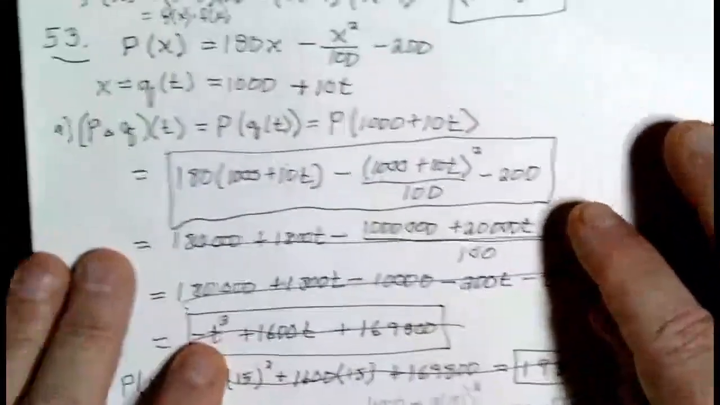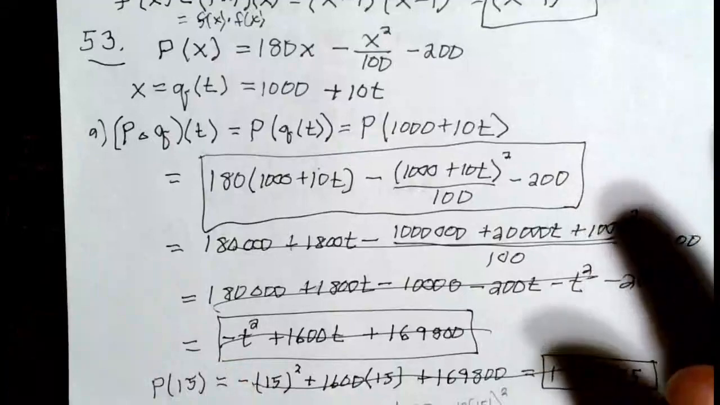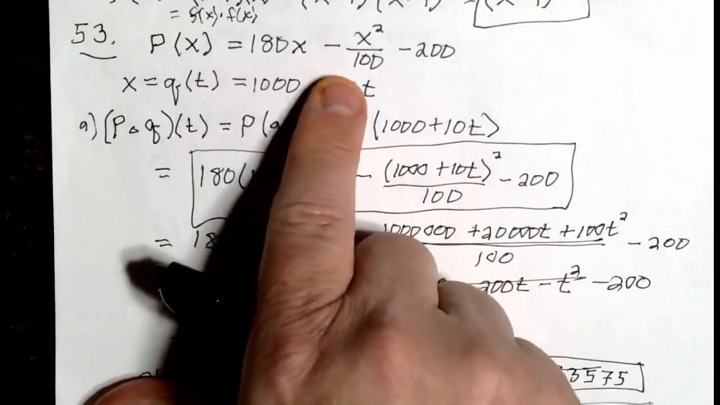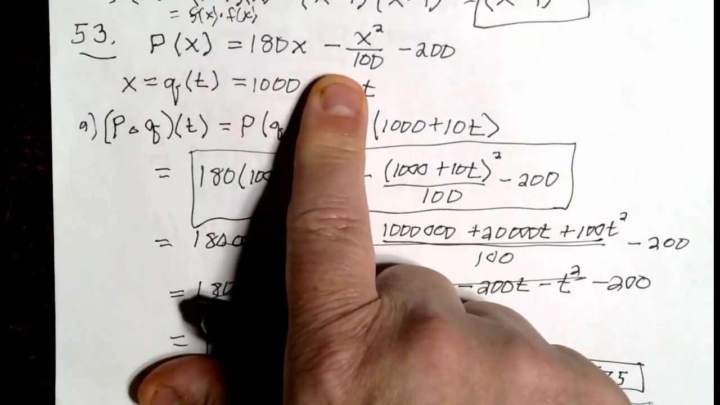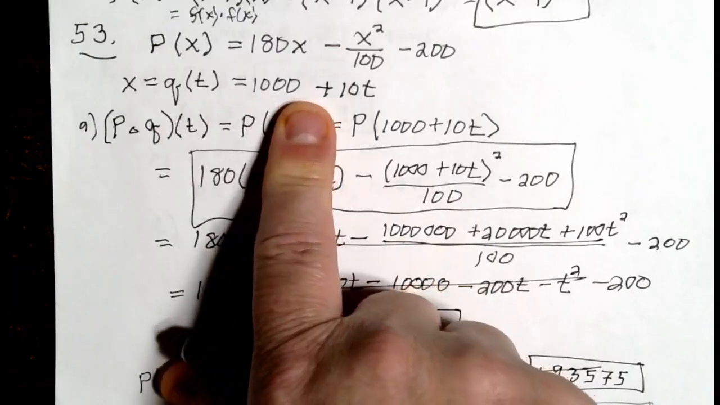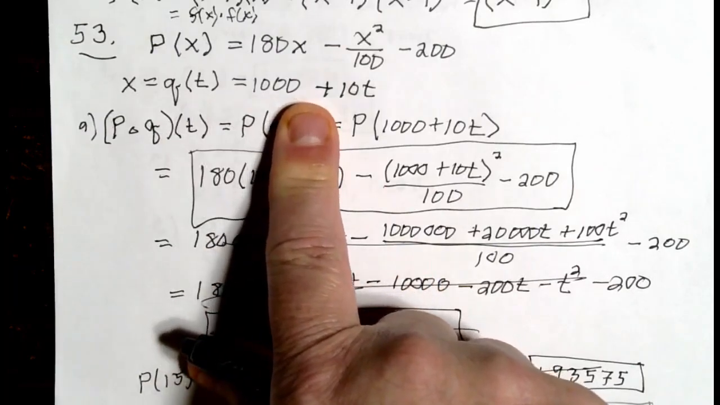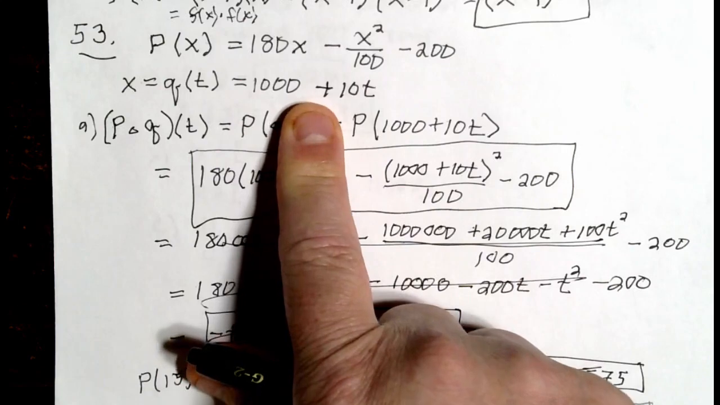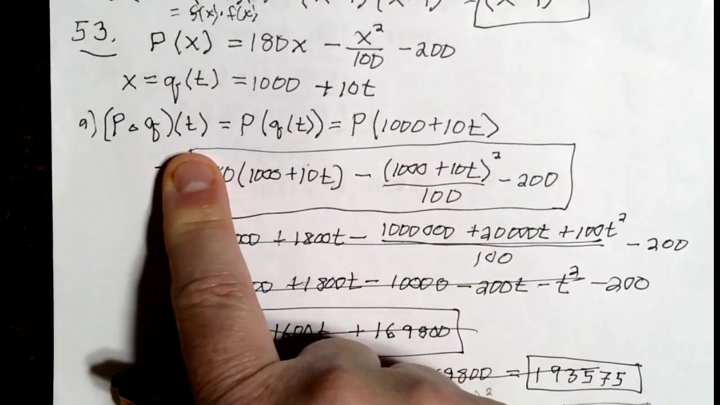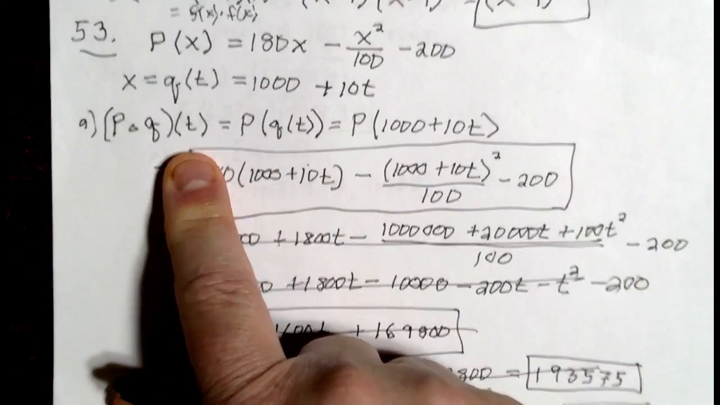Alright, let's look at 53. 53 gives a word problem, and they say, suppose that the profit from the production and sale of X units of a product is given by this equation right here. And in addition, they give you another function, Q, which represents the number of units produced on a certain day. Now they say find P circle Q, and then they're going to ask you to find the number of units produced on the 15th day.